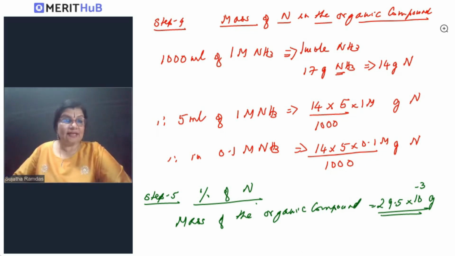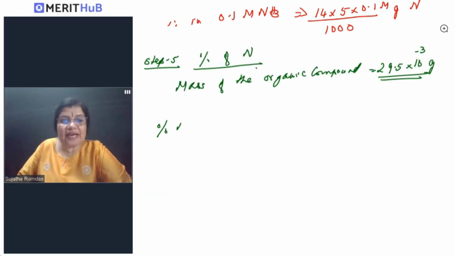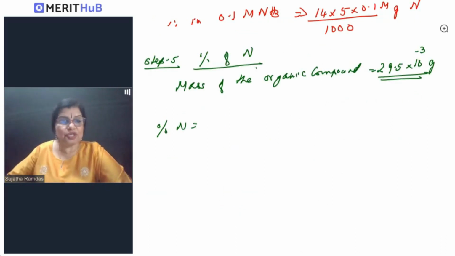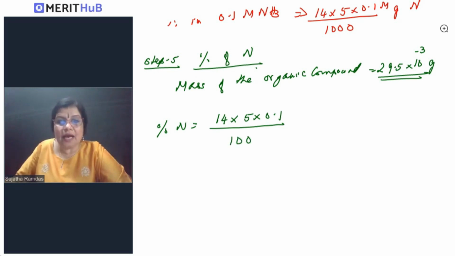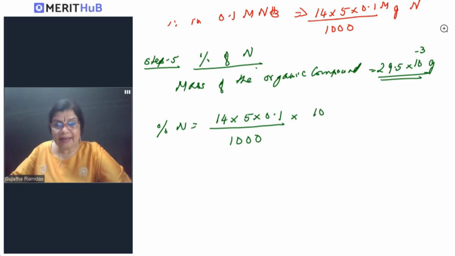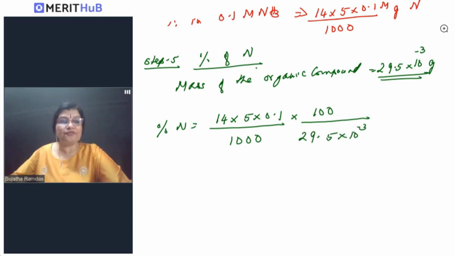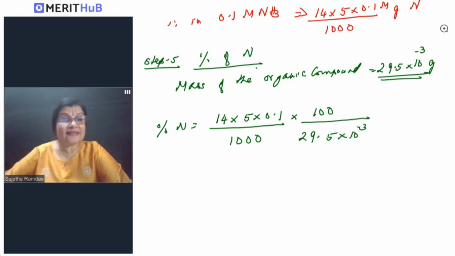Okay, so now let's find out the percentage. So percentage of nitrogen would be the mass of nitrogen. What is the mass of nitrogen? 14 into 5 into 0.1 divided by 1000, into 100 percentage divided by the mass of the organic compound, 29.5 into 10 to the power of minus 3. Okay, this is how we deduce the formula conceptually. This understanding is very important.